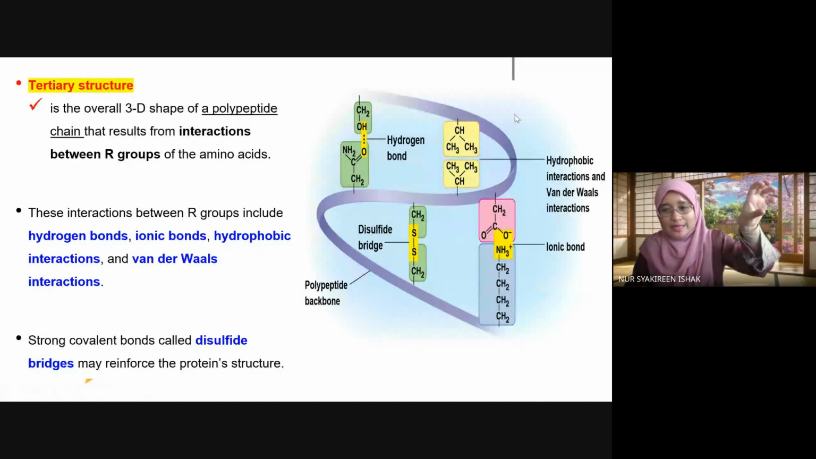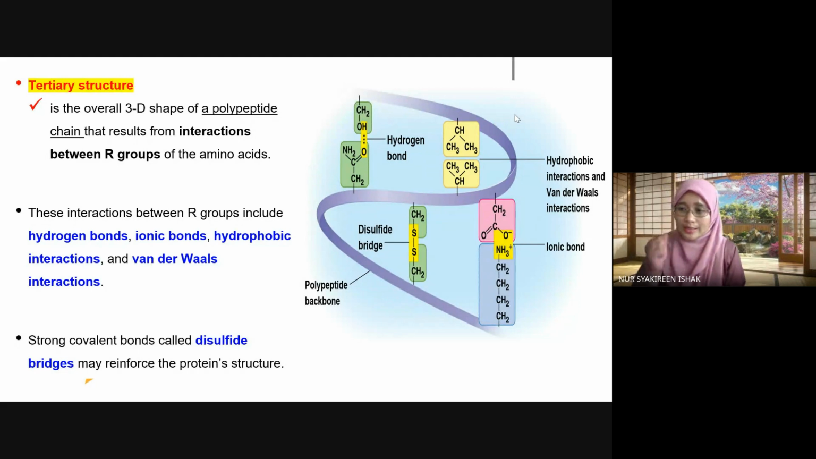Okay. So primary only involves the interaction between amino acids through the formation of peptide bond. Secondary is the coiling or folding of polypeptide chain in helical form or pleated sheets. So that is secondary due to hydrogen bonding.